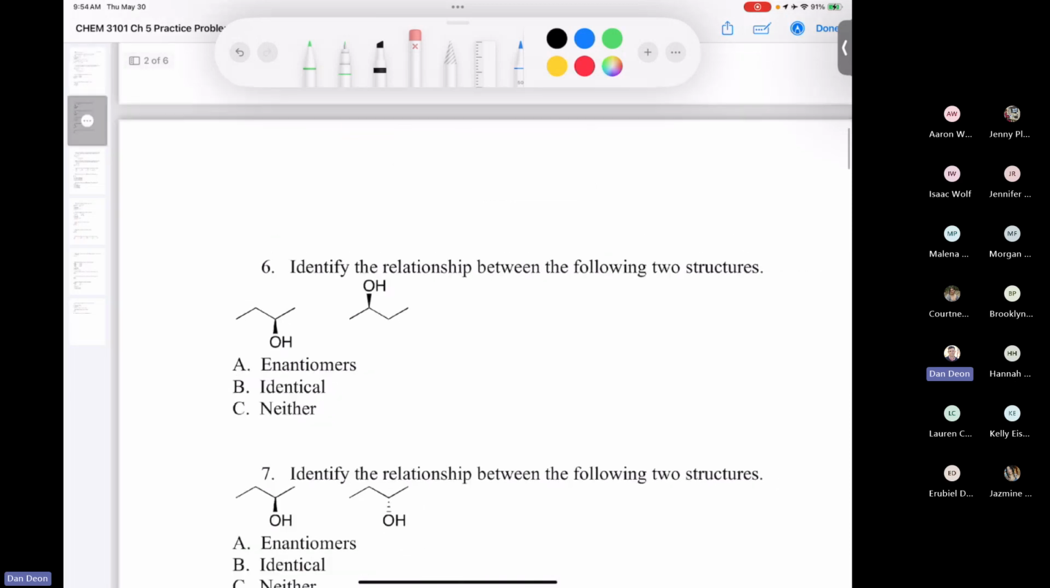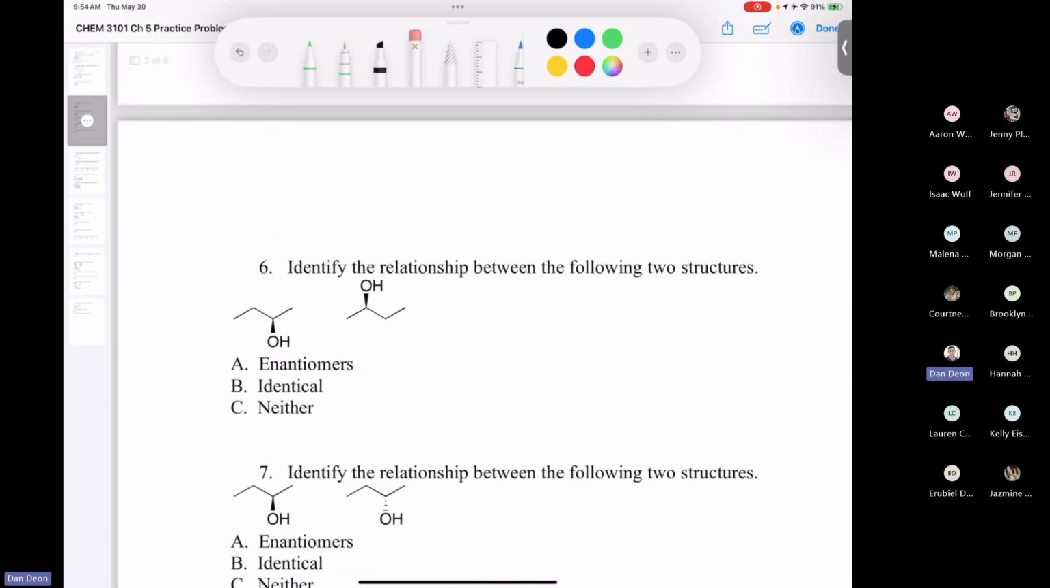It says identify the relationship between these two structures. You've got two possibilities. You can either manipulate it in your mind, or you can just designate the stereocenters as R or S. But if you were to take this compound and rotate it 180 degrees, what you would get is something that looks like this, this, this, and then you can see that they're identical. So you can see that these are the same compound.